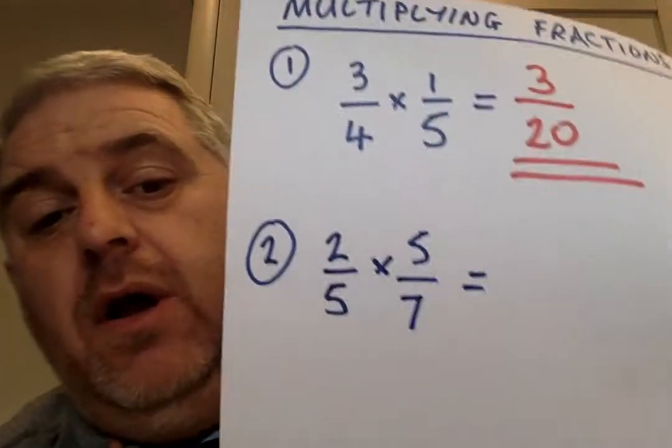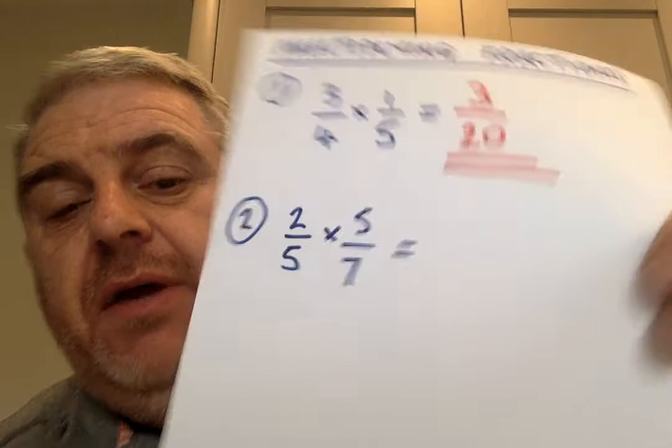So let's look at this one. 2/5 times by 5/7. Again, not impossible numbers to deal with. We're going to do exactly the same. Top times top. So 2 times 5 gives me 10. 7 times 5, or 5 sevens, same both way round, gives me 35.